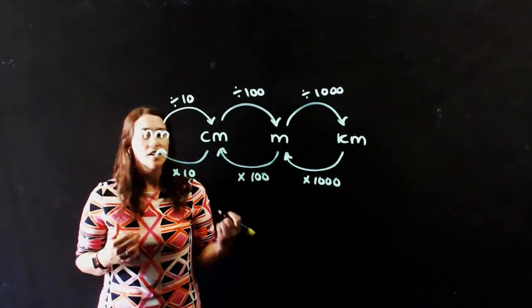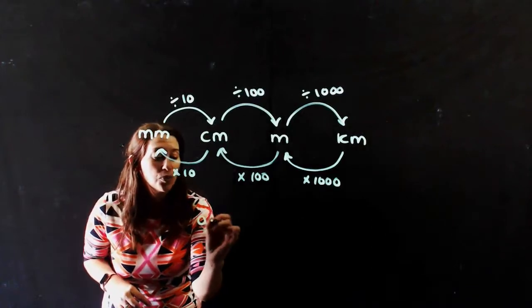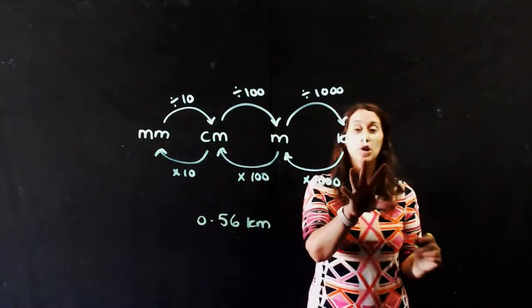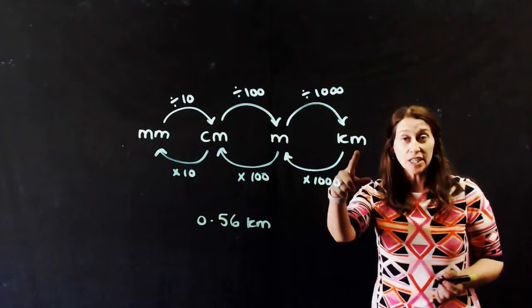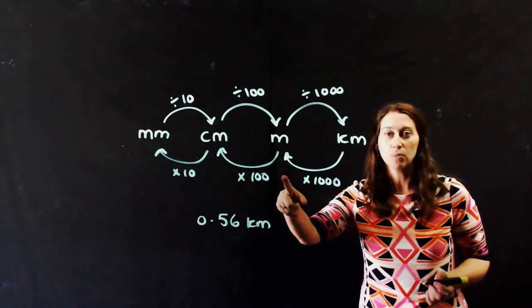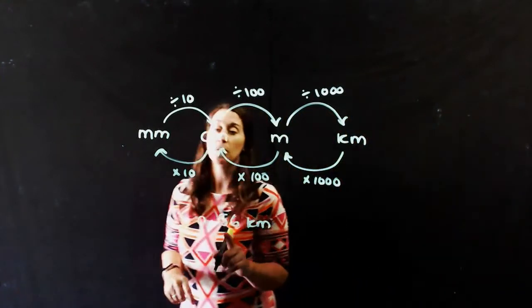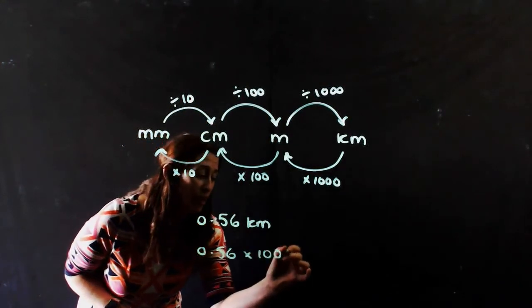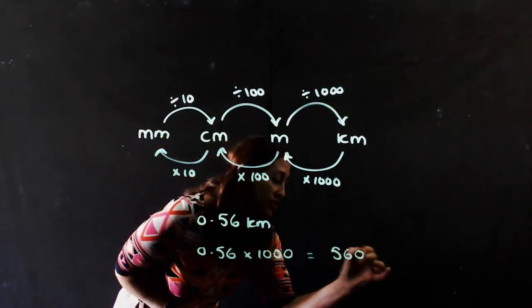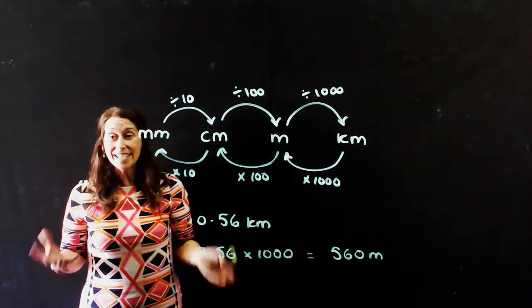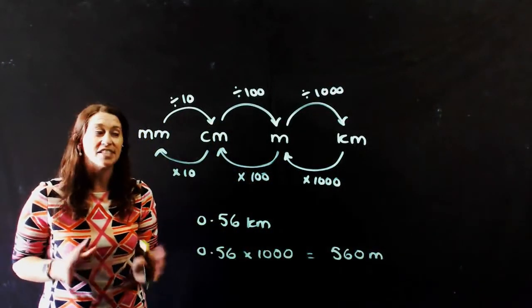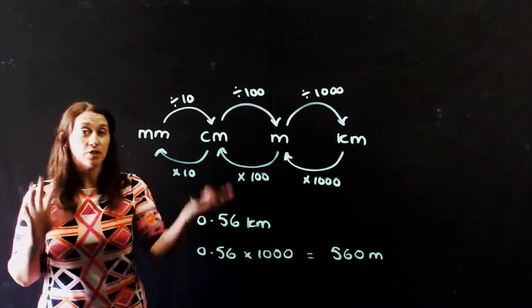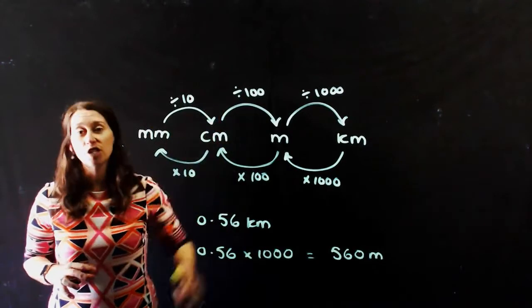So, for example, let's suppose I wanted to convert 0.56 kilometres into metres. I'm going to look at my chart and say to convert kilometres to metres, I need to multiply my answer by 1000. So all I've got to do is 0.56 multiplied by 1000, which gives me 560 metres. So we can say that 0.56 kilometres is equivalent to 560 metres. And we could convert many other measurements as long as we're following the chart.